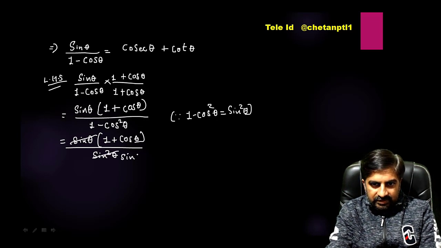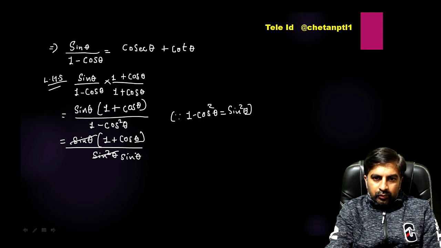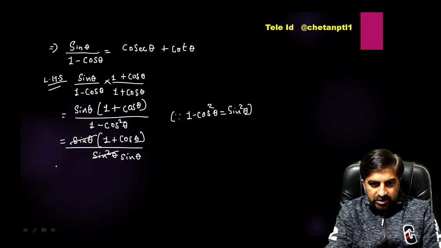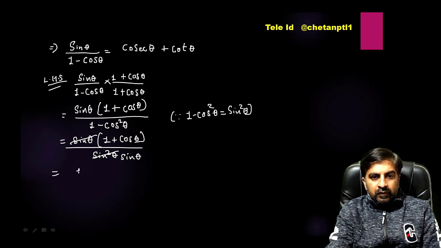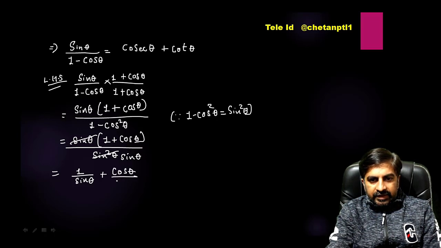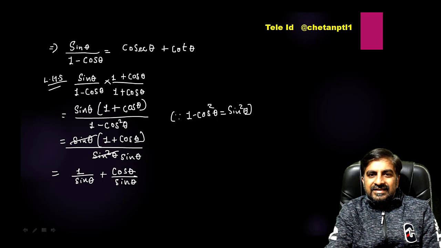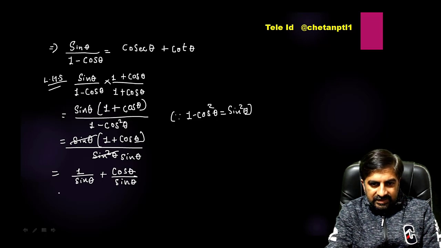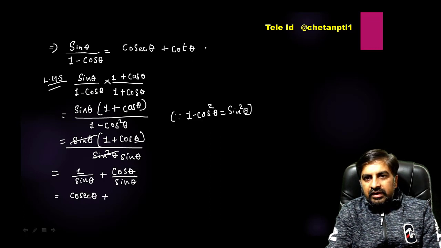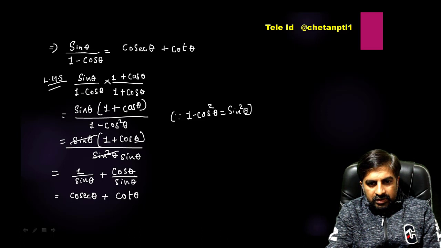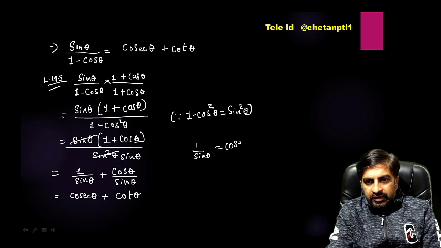Now I can cancel this sine theta, you can see. Now a single term is there in the denominator, so I can distribute it to both terms. 1 by sine theta plus cos theta by sine theta, and now easily we are getting our RHS. You can see cosec plus cot. 1 by sine will give you cosec theta, and cos by sine will give you cot theta. This is also the relationship, that 1 by sine theta is equal to cosec theta, and cos theta by sine theta is equal to cot theta. These are the relationships.